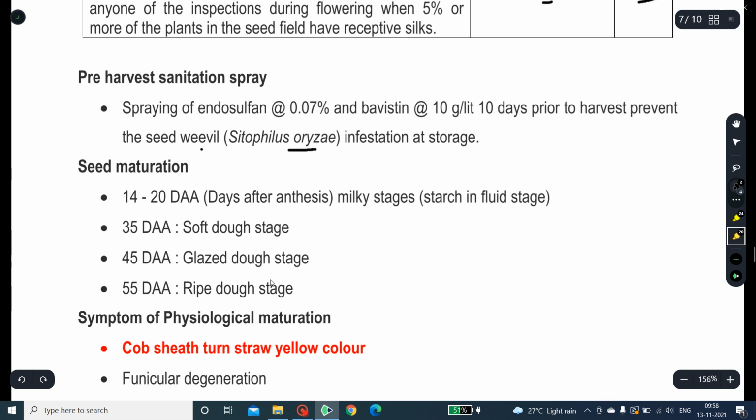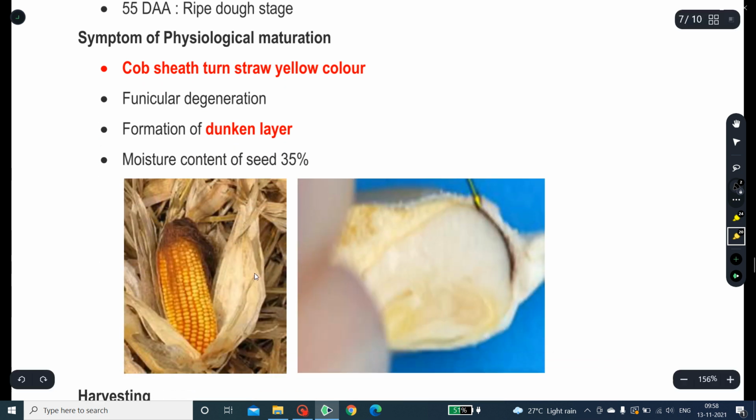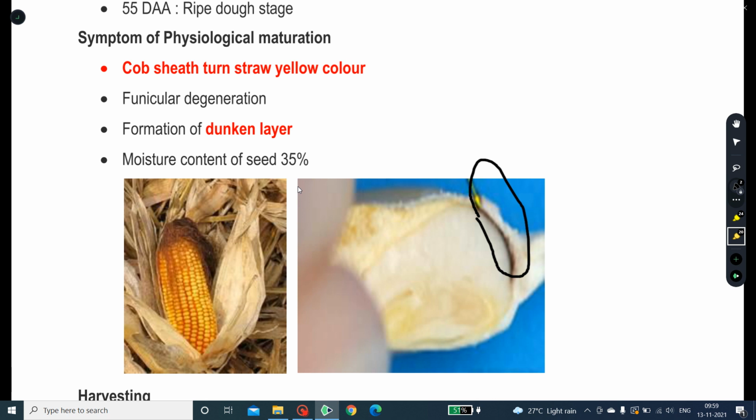The symptoms of physiological maturation are that the cob sheath turns straw yellow in color, funicular degeneration takes place, and the formation of the Dunkan layer occurs. This is nothing but the Dunkan layer, and the moisture content of the seed is about 35%. These are the symptoms of physiological maturity.